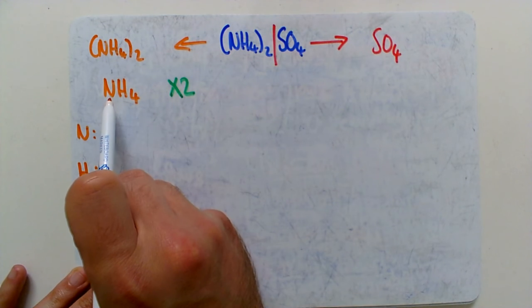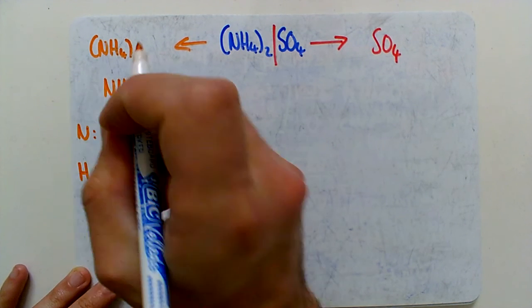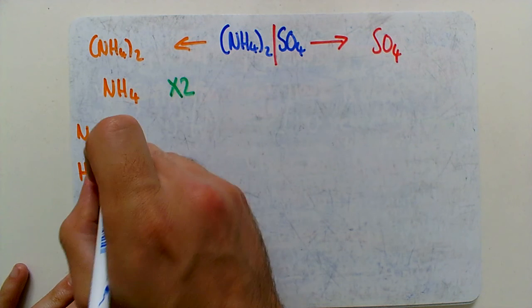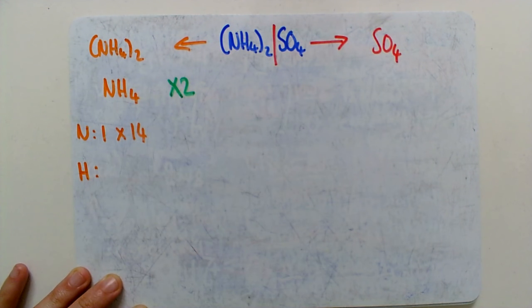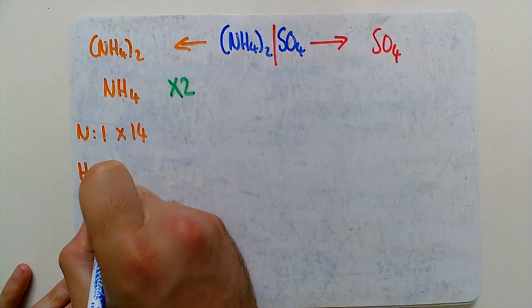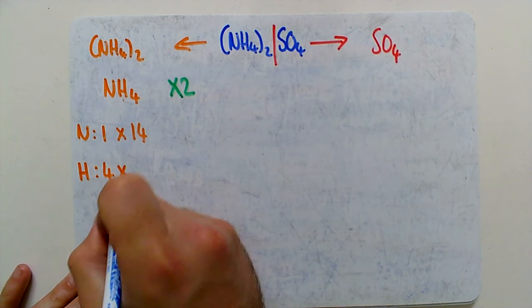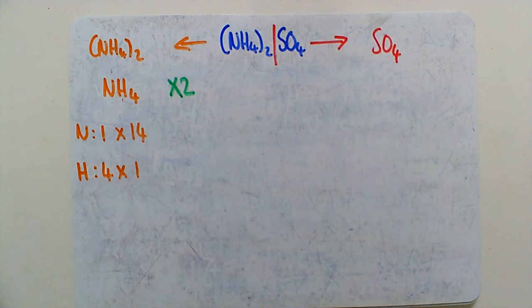The nitrogen has no number after it, so that means there's 1. And if we look up the data booklet, we know that 1 nitrogen has a mass of 14. Hydrogen has 4 after it, so we know there's 4 of them. And when we look up the data booklet, each one has 1.